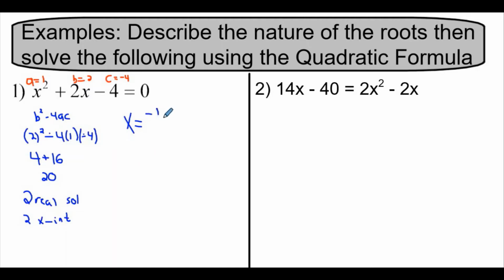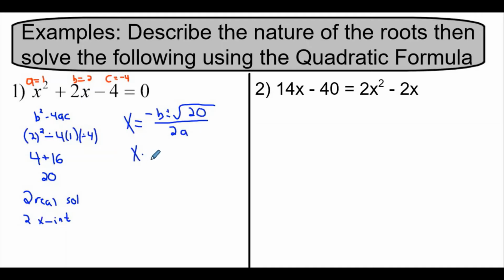I'm going to have minus b and then plus or minus the square root of b squared minus 4ac, but I don't need to write b squared minus 4ac down because I know that it's already 20. I already know that that's what it is. And then I'm going to divide that by 2 times a, right?